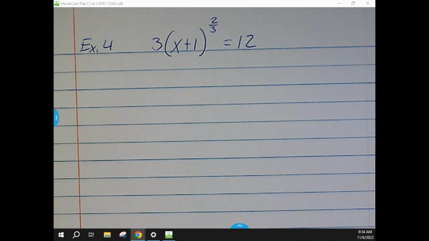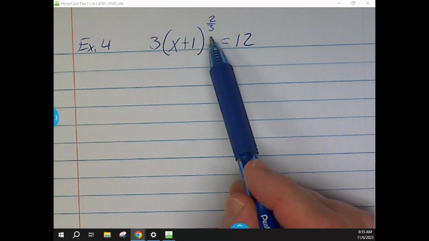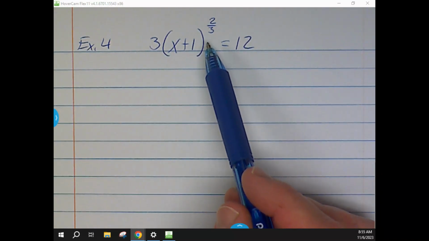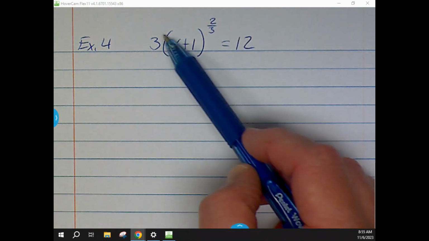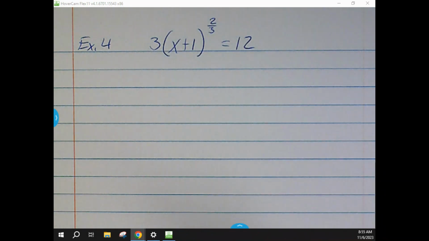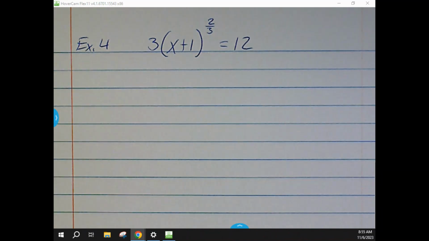All right, so for this one, we're doing 3 times x plus 1 to the 2/3 power equals 12. Okay, so there's two different ways you can look at this one. I'm going to show you probably the better way to start thinking about these problems, because some people look at this and go, well, there's no radical in this thing. We've got this fractional exponent, but there's not a radical. But again, you've got to remember that if this is the 2/3 power, this is still like the third root. So it's just a different version of it being written this way.